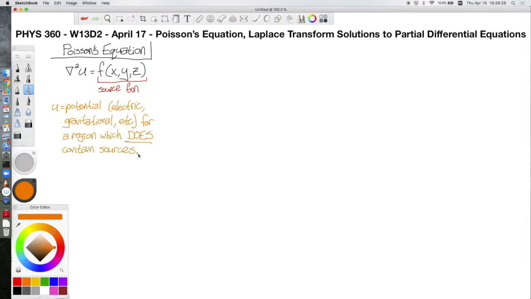The Laplacian of u equals some function, only in terms of spatial variables, called the source function, where u represents the potential, maybe electric, maybe gravitational, maybe something else, for some region in space which does contain sources of that potential. So let's work through this to convince ourselves that Poisson's equation does in fact cover these situations by considering the gravitational potential.